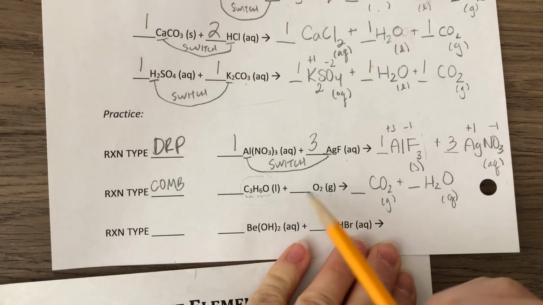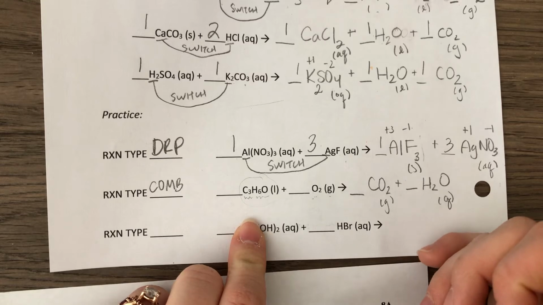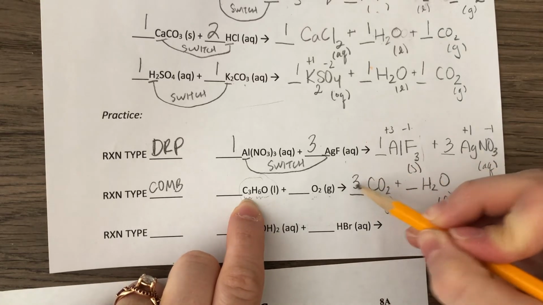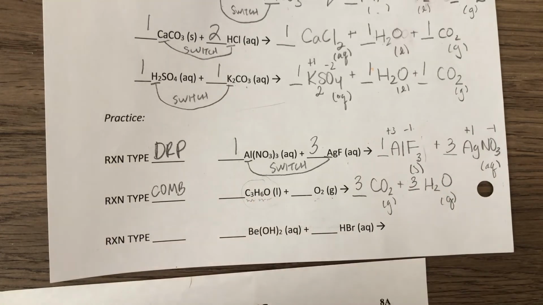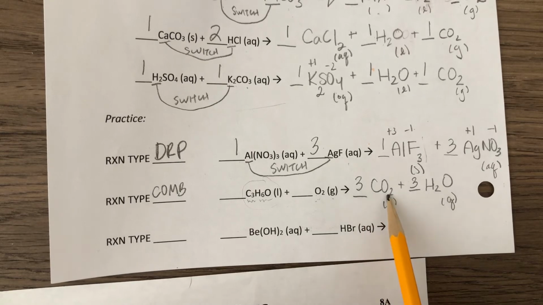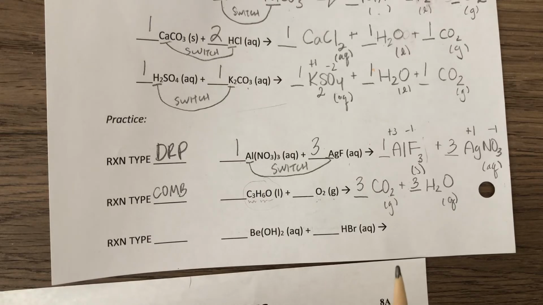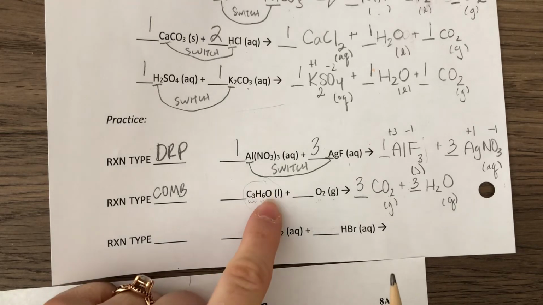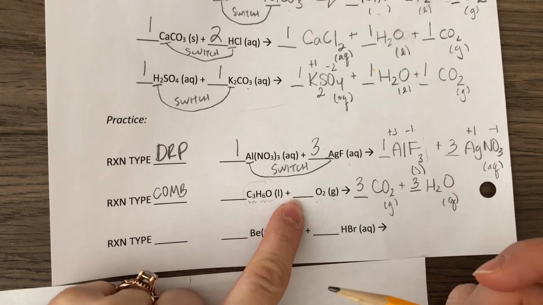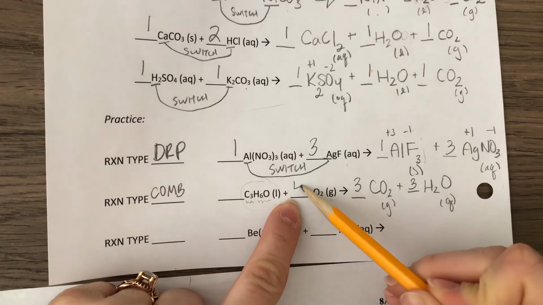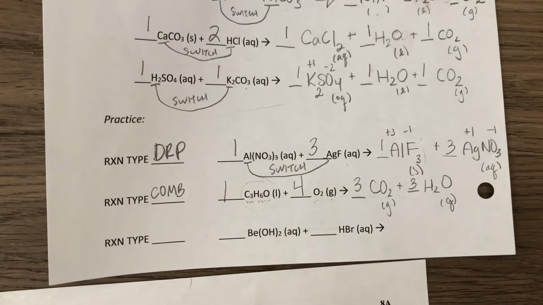From here, save your O's for last in the balancing. Maybe pause the video and try it on your own. 3 carbons on the left, we're going to need 3 on the right. 6 H's on the left, we're going to need 6 on the right. Counting up your total O's on the right, I count 6 plus another 3 makes 9. In order to get 9 O's on the left, one of the 9 comes from our fuel, whatever's burning. The remaining 8 need to come from oxygen. So if you have 4 sets of 2 O's, that'll give you 8 O's. This is 1, 4, 3, 3.